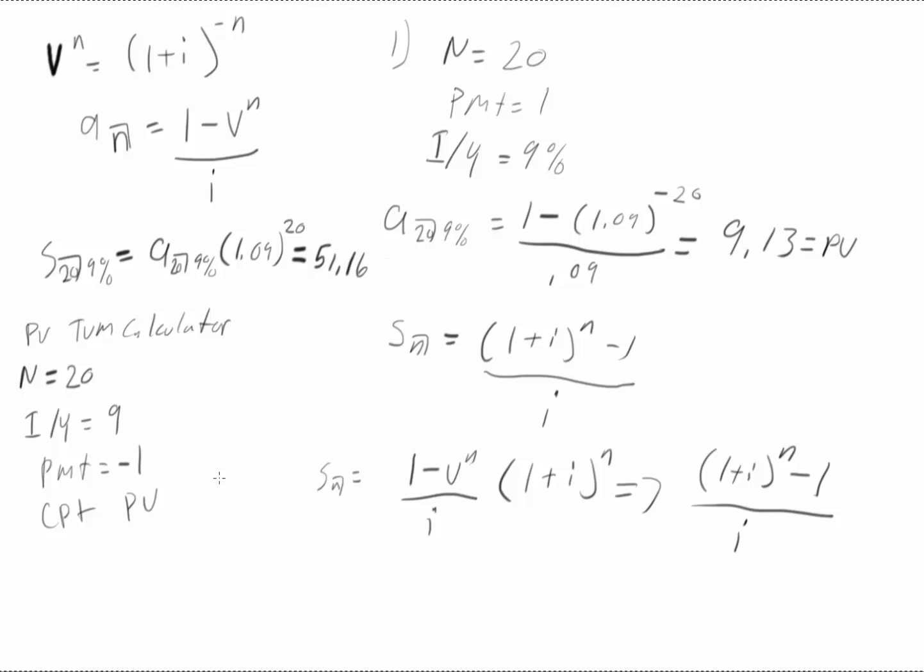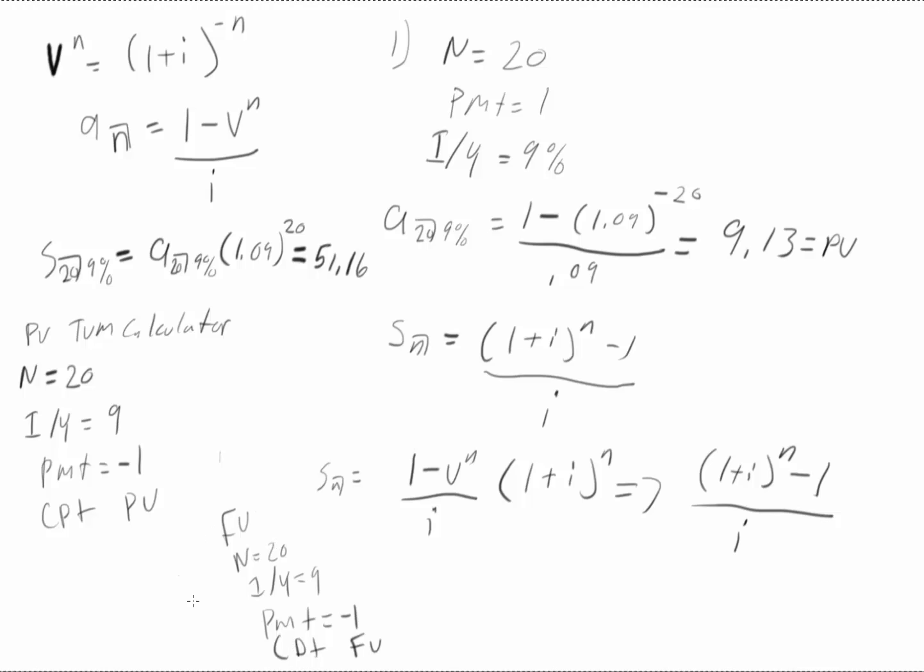But if you want a future value, all you do is n equals 20, I/Y equals 9, payment is equal to negative 1. The only difference is we compute future value. Also, if you already calculated the present value, you want to make your present value equal 0 before you compute the future value.